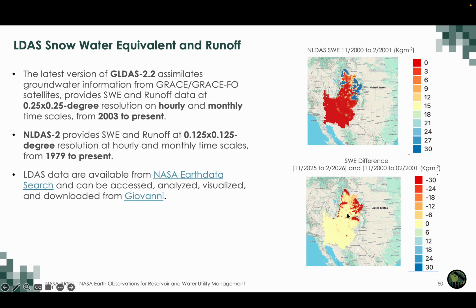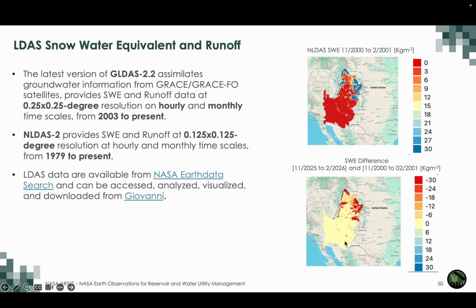I have just shown some examples here. This is snow water equivalent in the Colorado River Basin. This is the winter months of 2000 and 2001, so November to February. And this is the difference of the 2025-26 winter snow water equivalent compared to the earlier year, 2000-2001. And you can see that the difference is negative here, showing that there is a decrease in snow water equivalent. That means a smaller amount of snow fell this winter in the northeast and northern Colorado Basin.